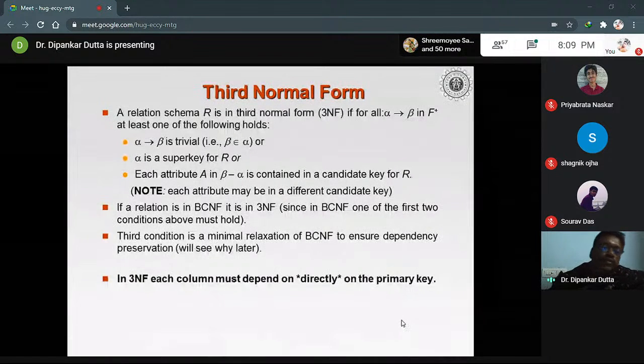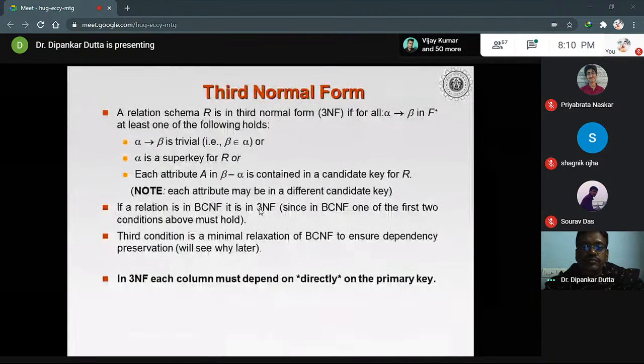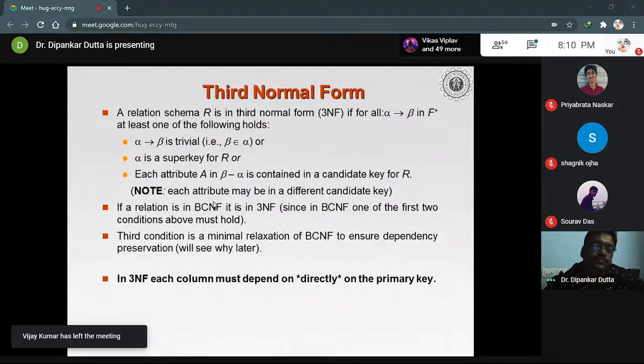So in third normal form, each column must depend directly on the primary key. That is the main thing. There will be no transitive dependency. Now how will you understand this definition? See, it is written, if a relation is in BCNF, it is in 3NF. So BCNF is a stronger normal form than 3NF. I will discuss BCNF later.